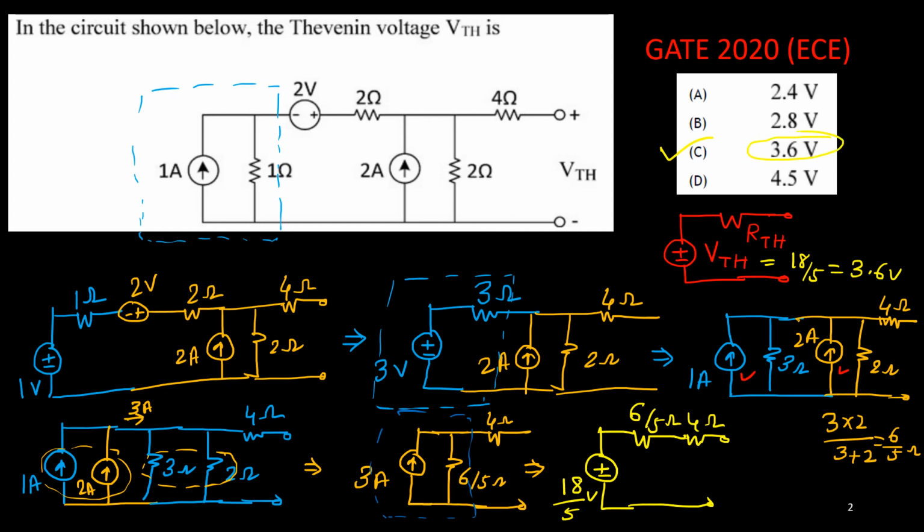And RTH, if the question was to find RTH as well, then you see that we can combine these two together and that will give you RTH. So RTH will be simply this 4 plus 6 by 5, that is 1.2, that means 5.2 ohm. So this RTH is 5.2 ohm, right? So you see, without any node analysis, mesh analysis, without solving any equations, we are able to get VTH and RTH.